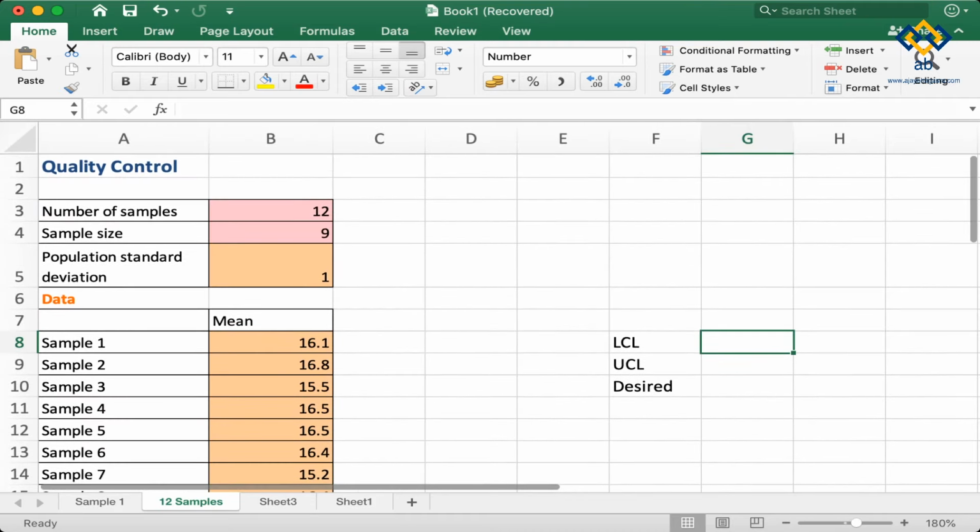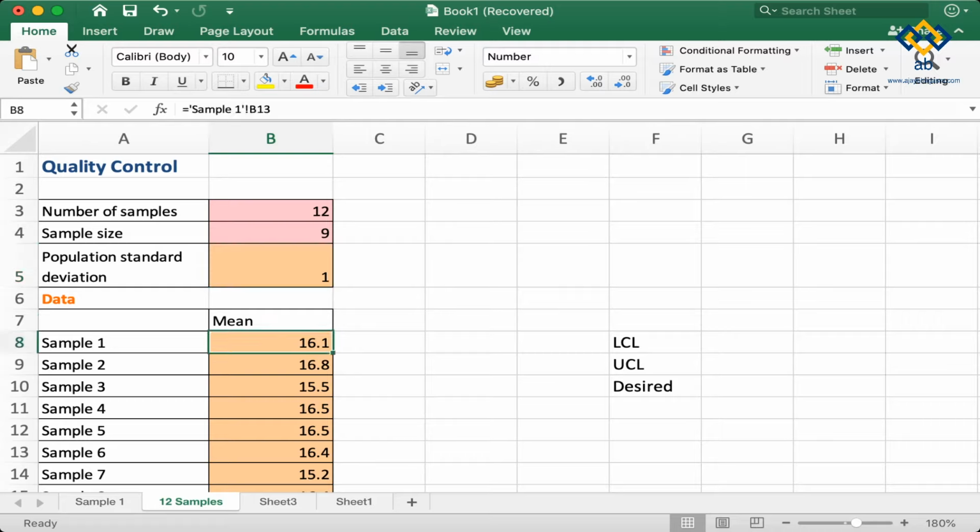So the number of samples we have taken is 12, the sample size is 9, and the population standard deviation is 1, because we are talking of normal distribution, and in the standard normal distribution the standard deviation is 1, right? Now, sample number 1 mean we have just calculated as 16.1. Similarly, suppose for sample number 2 we have 16.8, which is the mean. Suppose sample number 3 is 15.5.